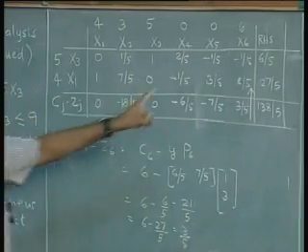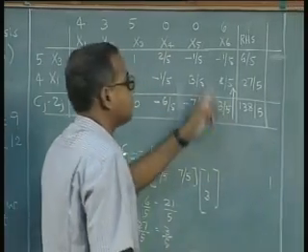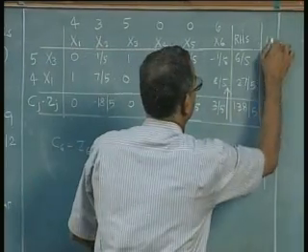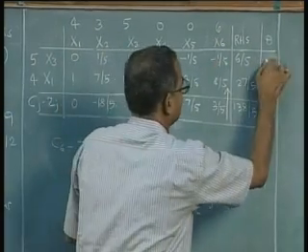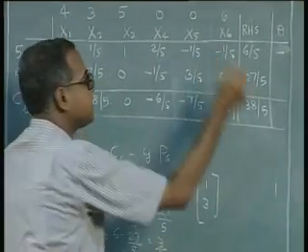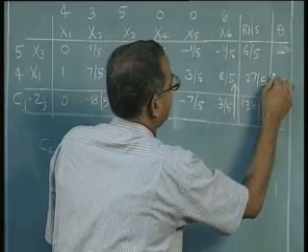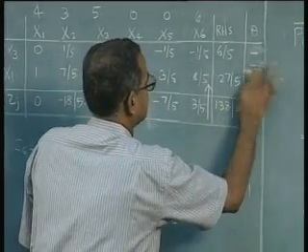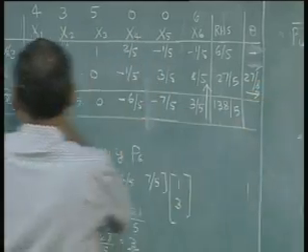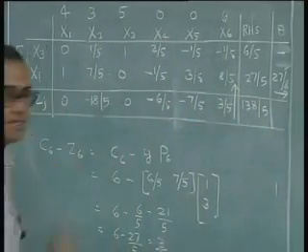So now variable x6 enters the basis. To find out the leaving variable, we need to compute theta. For 6 by 5 divided by minus 1 by 5, we do not compute theta because we have a negative number here. 27 by 5 divided by 8 by 5 is 27 by 8. So variable x1 leaves, variable x6 enters.